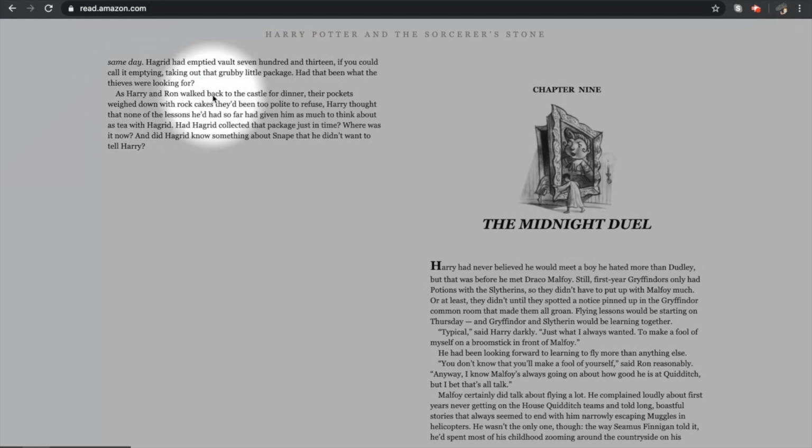As Harry and Ron walked back to the castle for dinner, their pockets weighed down with rock cakes, as they'd been too polite to refuse, Harry thought that none of the lessons he'd had so far had given him as much to think about as tea with Hagrid. Had Hagrid collected that package just in time? Where was it now? And did Hagrid know something about Snape that he didn't want to tell Harry?